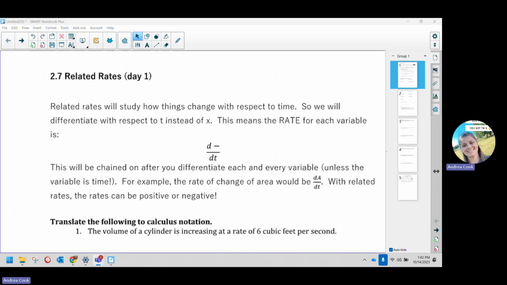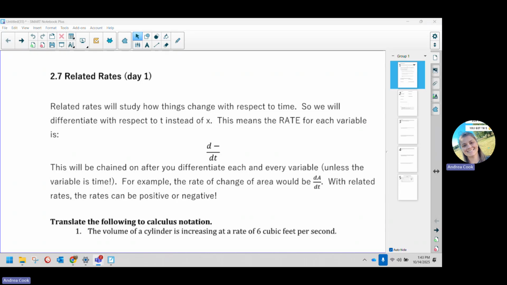So this is the study of what happens over time. We're just doing notes, so you don't need your computers. From now on, we are going to be finding the derivative, differentiating with respect to t instead of x. That means every single variable is now a function, because it's a function of time.